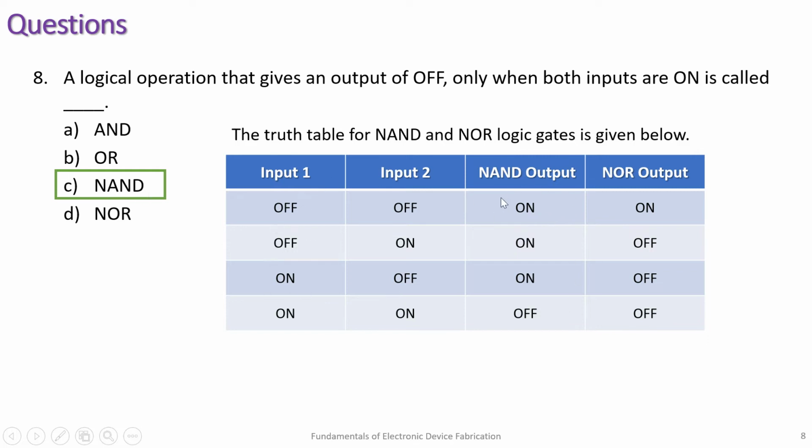So here this is the truth table for a NAND gate and NOR gate, and hence if we have both inputs on, what will be the output for a NAND gate? It will be off. So is that clear? Yeah.